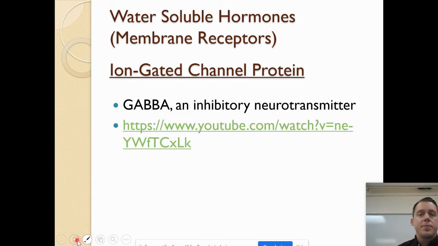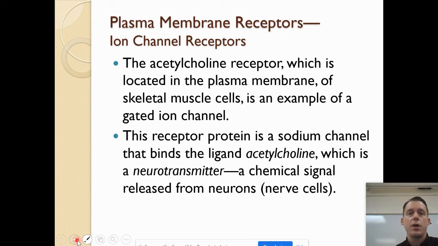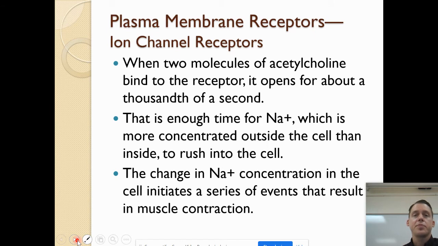All right. And we have a few examples. We'll go over those later. The acetylcholine receptor, which is located in the plasma membrane, is an example of a gated ion channel. This receptor protein is a sodium channel. So when acetylcholine binds to the protein, it lets sodium ions through that channel. And that is going to continue a nerve impulse to allow the muscles to move.